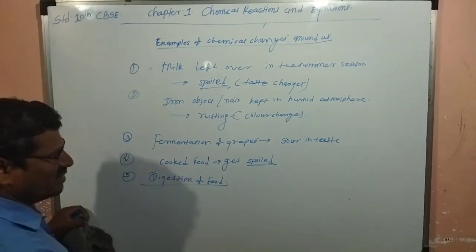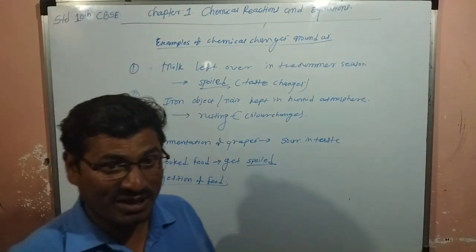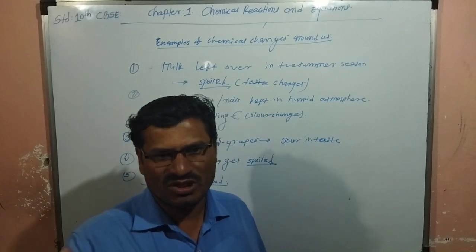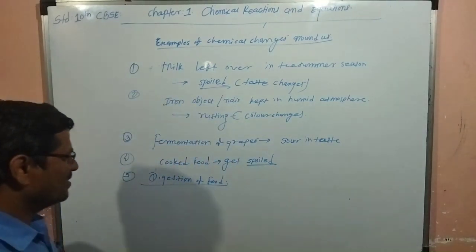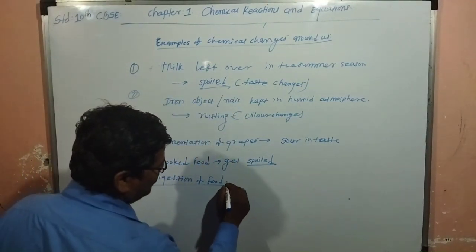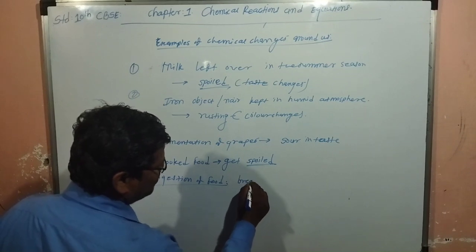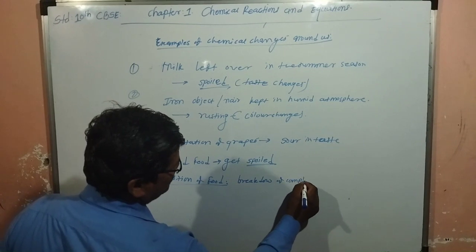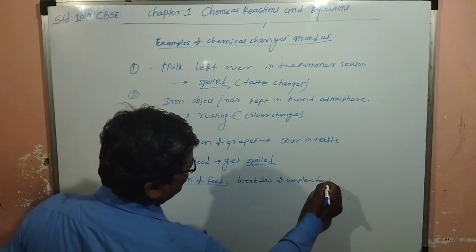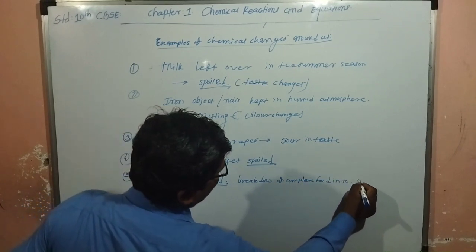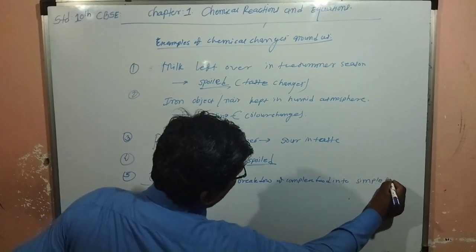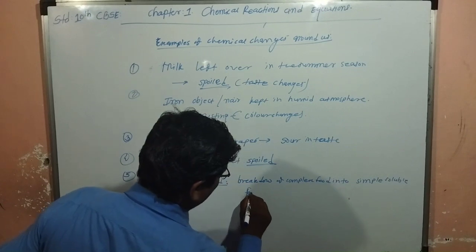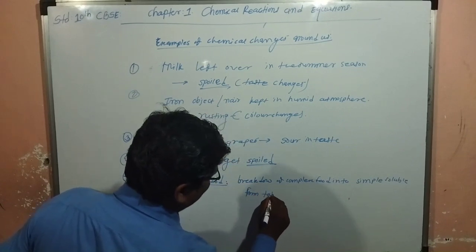Already you have studied in 7th standard, 8th standard. What do you mean by digestion? Conversion of complex food material into simple soluble form. It is called digestion of food. Here also breakdown of complex food into simple soluble form takes place.